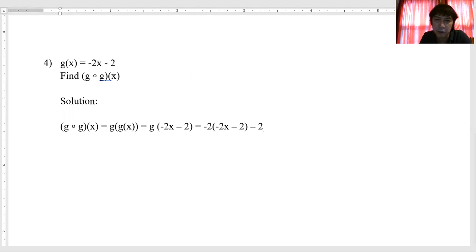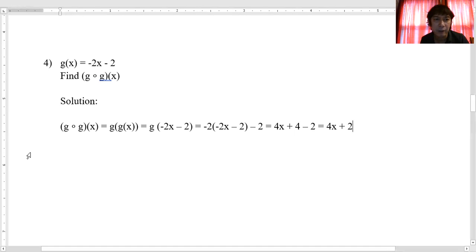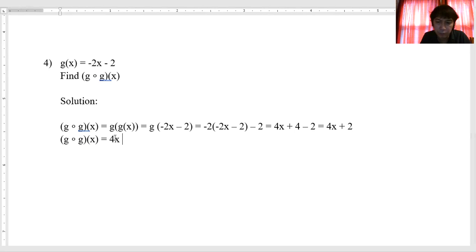Then you will have to simplify this. That gives you a positive 4x and a positive 4. That is by multiplying this negative 2 by the negative 2x and the same negative 2 by the minus 2, which gives you a positive 4. And then we don't forget that extra minus 2 there. And then we finally simplify it. This will be 4x plus 2, and that's the final answer. And we shall write it over here. There. And this is equal to 4x plus 2. That should be our number 4.